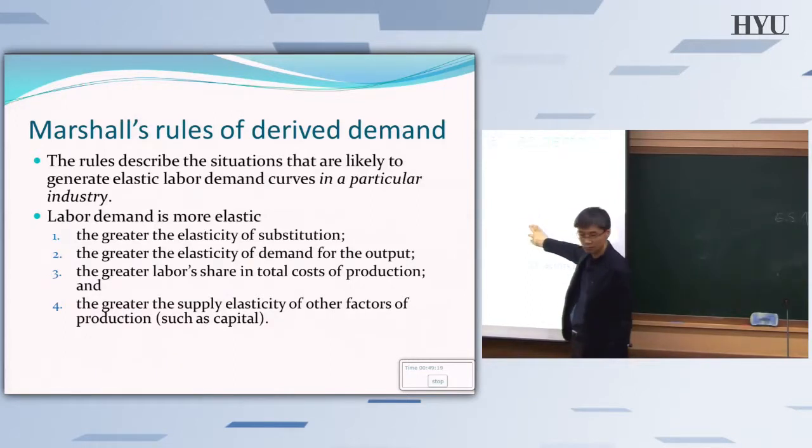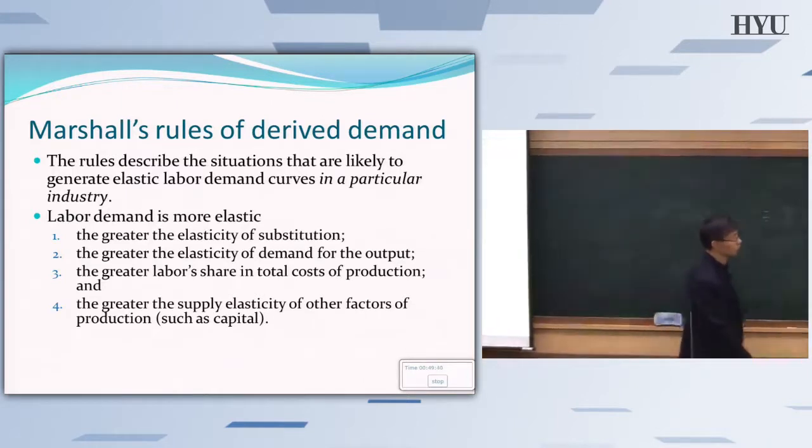What is the elasticity of demand for this output? Is it elastic demand or is it inelastic demand? Okay. And what's the share of labor in the total cost? Is it mostly, let's say, a labor-intensive industry, or is it a capital-intensive industry? Last one is how easily you can find that substitute.